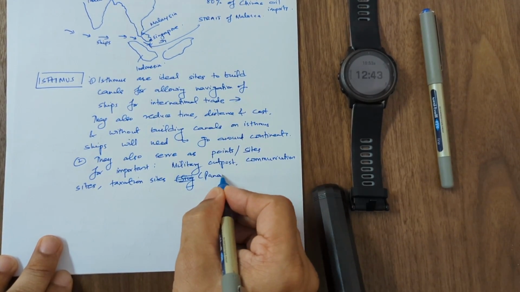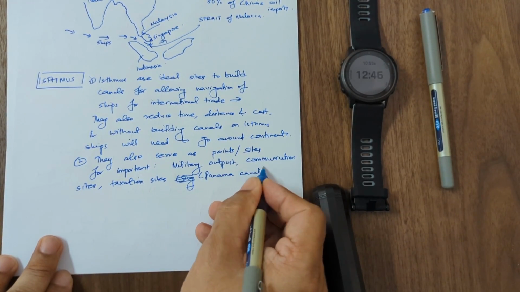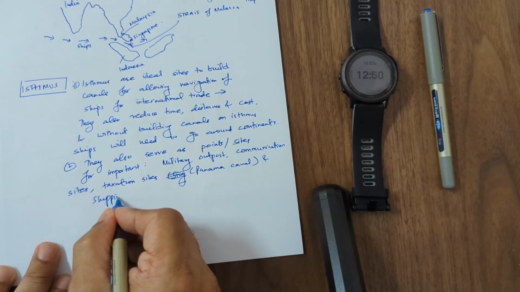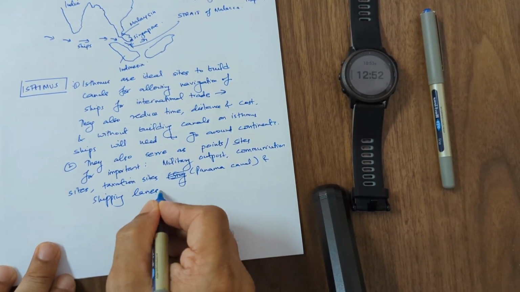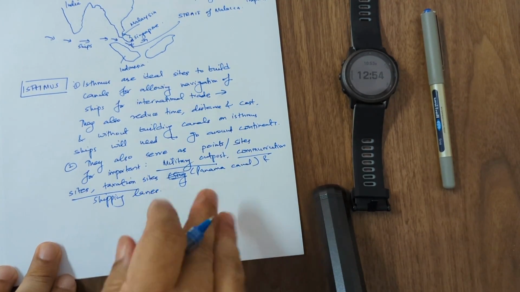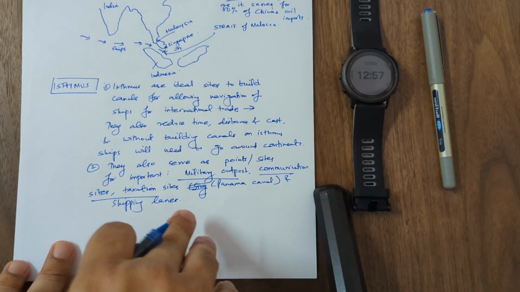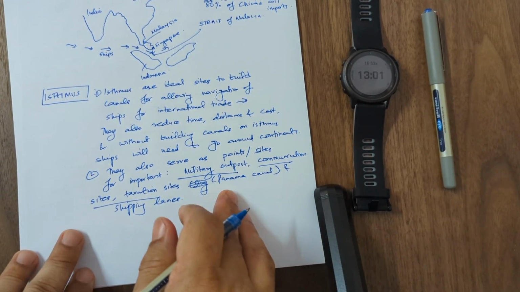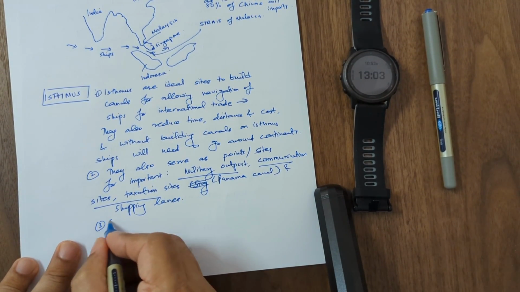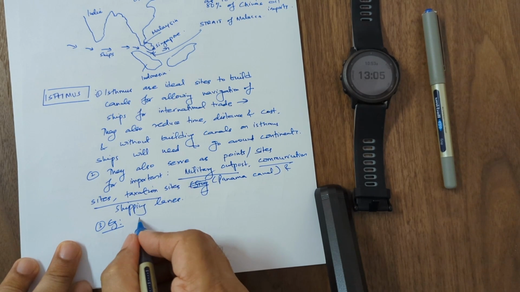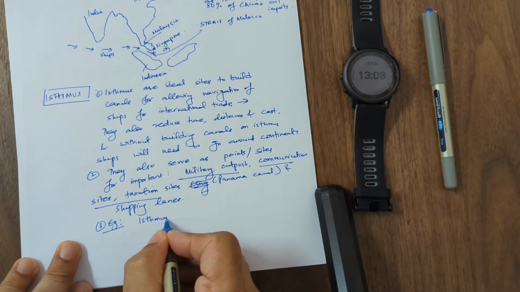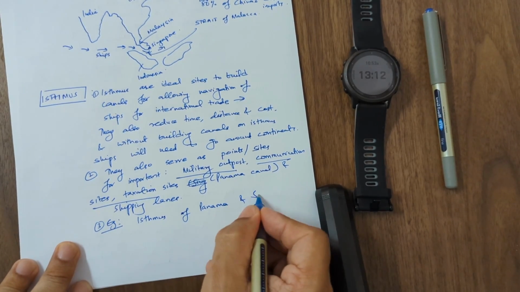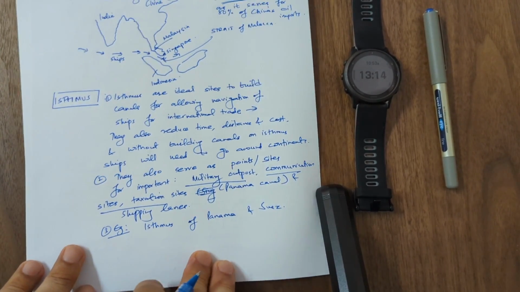Panama Canal and shipping lanes. Shipping lanes already said, but okay, it's okay. You can repeat it. So they also serve as important outposts for military, etc. It is important, right, for international trade. Then after that, you can give example: Isthmus of Panama and Suez. And you can also make the diagram.